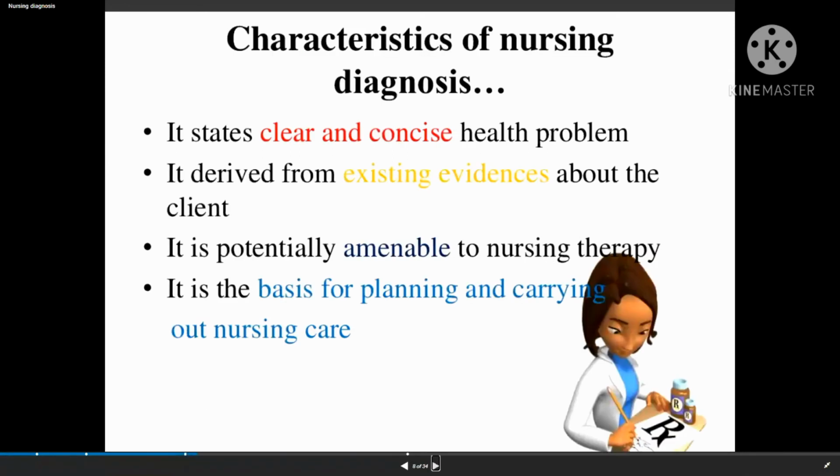What are the characteristics of a nursing diagnosis? It states a clear and concise health problem. It is derived from existing evidence about the client. It is potentially amenable to nursing therapy. It is the basis for planning and carrying out nursing care.